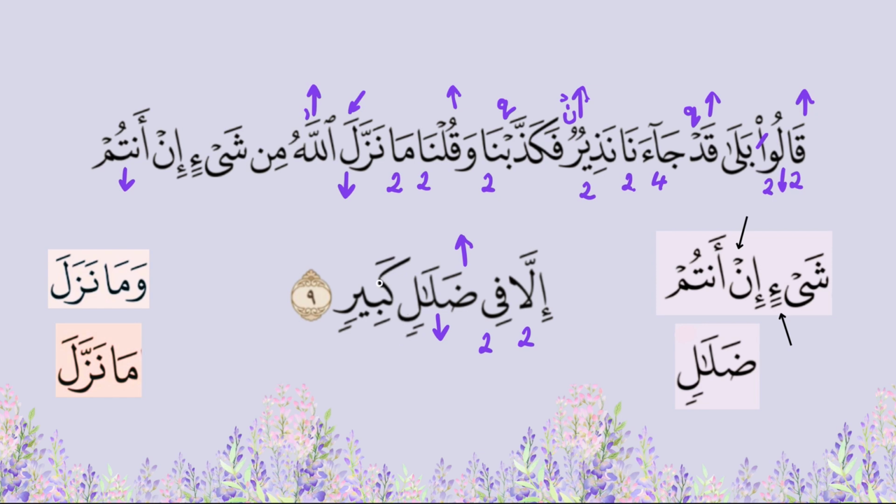Dalalin. We have ikhfa. Let's go visit the kaf. Make the gunna, pronounce the gunna, and then the kaf fatha. Dalalin kabir. This ra is going to be lowered and مد عارض للسكون. Okay, 4 counts. And this kasra is going to be pronounced, but the rule is with the next kasra, the second kasra, which is the noon sukoon sound. ضلال كبير.